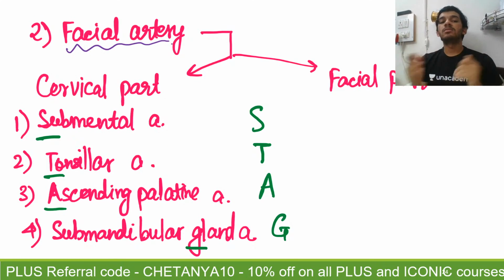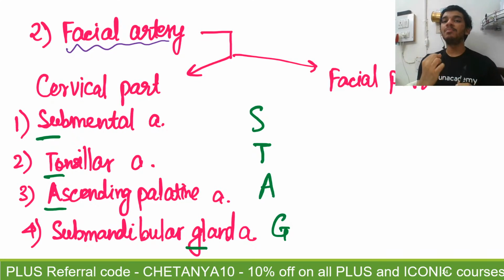Facial artery has two parts. Facial artery starts here in the carotid triangle, so that is known as the cervical part. Then it goes inward and emerges at the antero-inferior angle of the masseter. Can't stress how important this point is. Antero-inferior angle of the masseter, where you tap and you also get the jaw jerk reflex. That is why it is also known as the anesthetist artery.